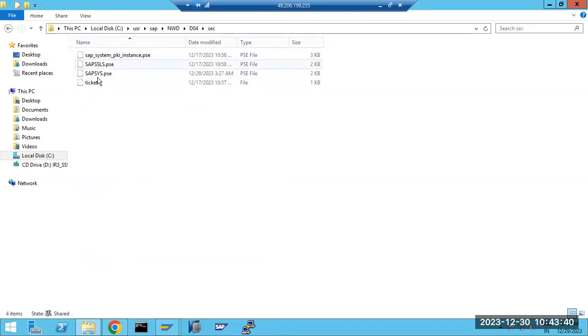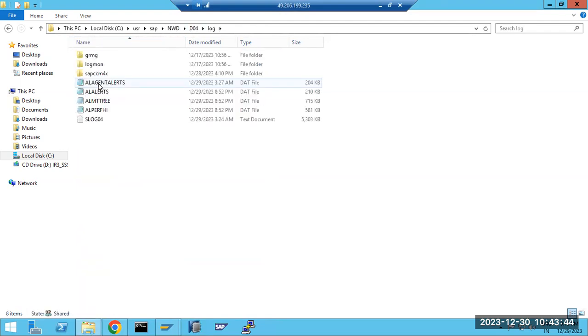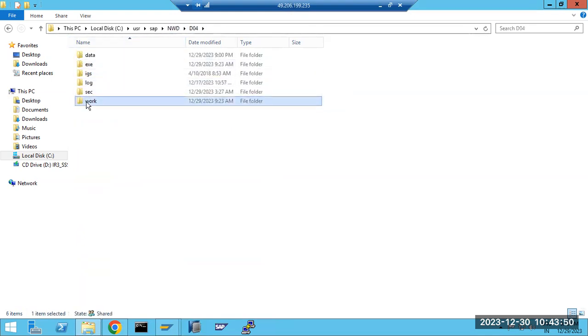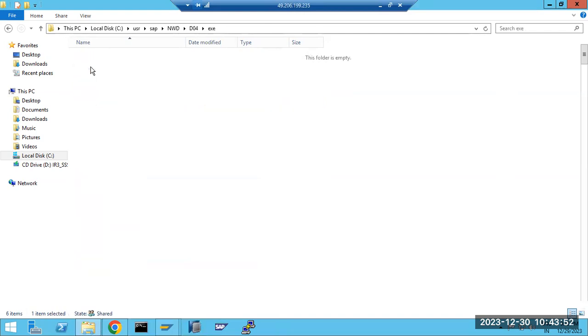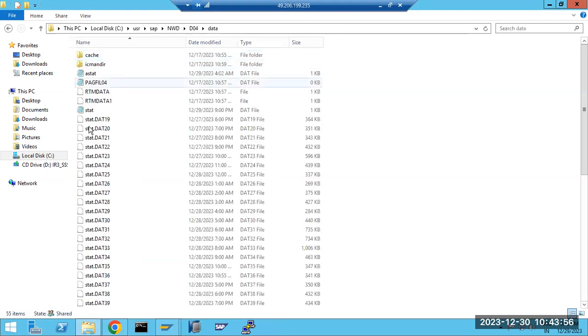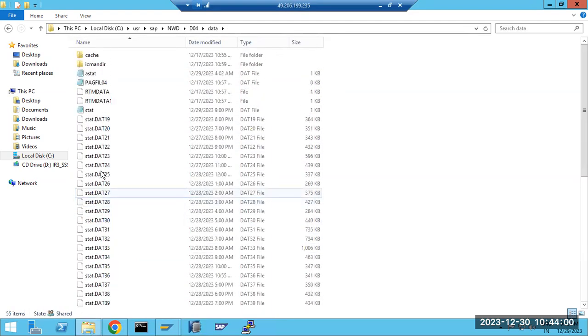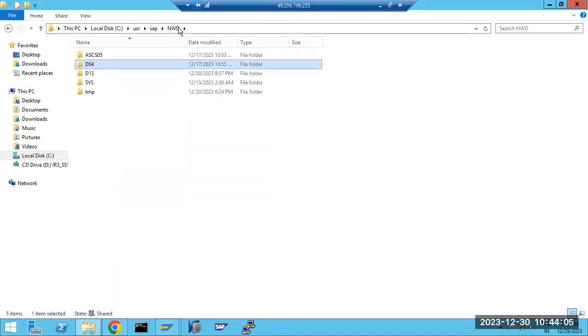Then in the sec directory, the security PSEs are available. In the log directory, the alerts tab and CCMS tab logs are available, which are not that important. In the exe directory, the local exe files are available, and in the data directory the statistics files are available. These files are very important. So this is about the file system structure.